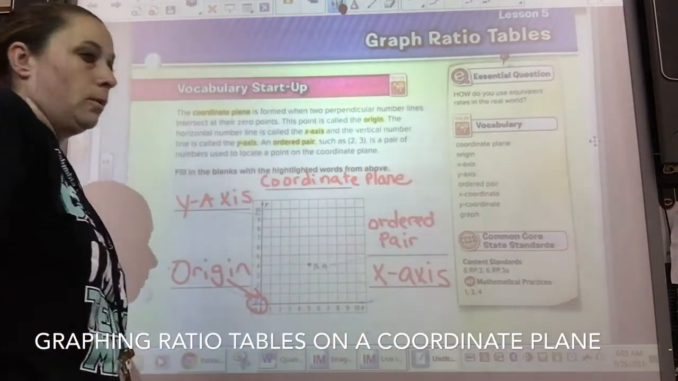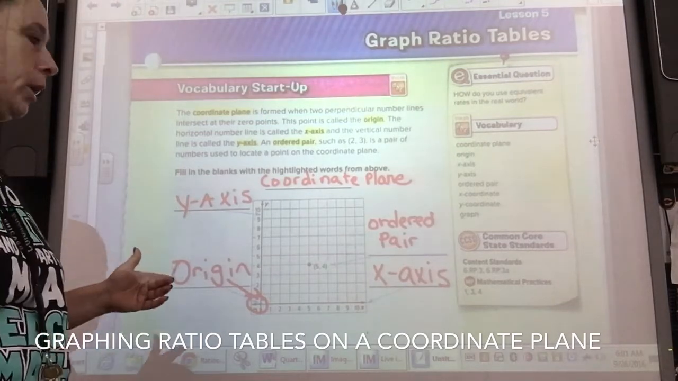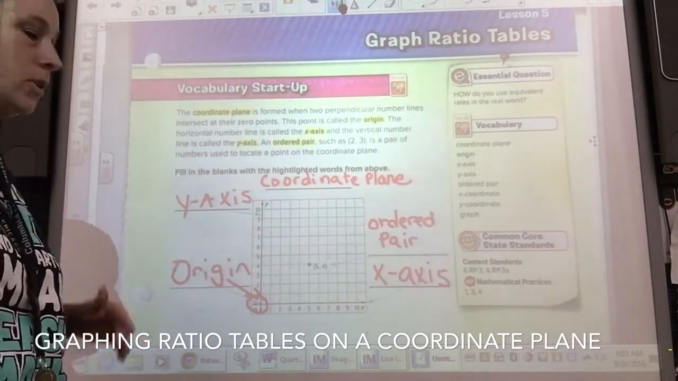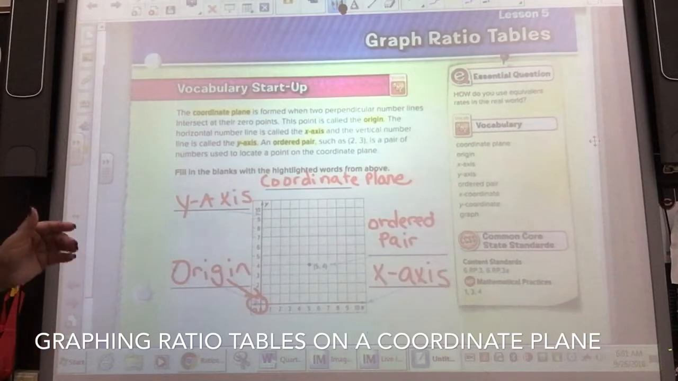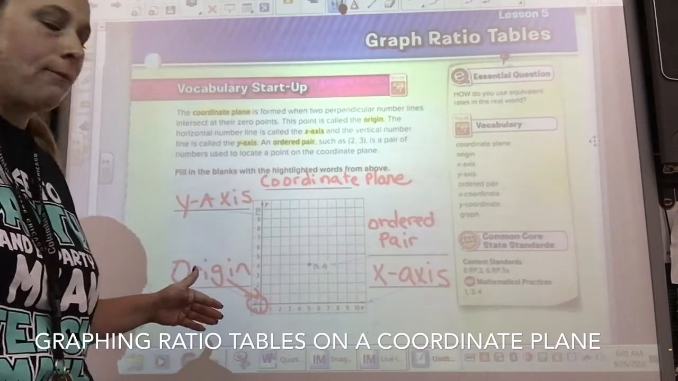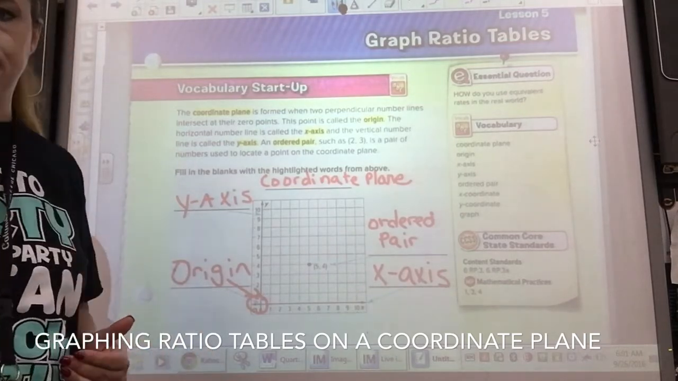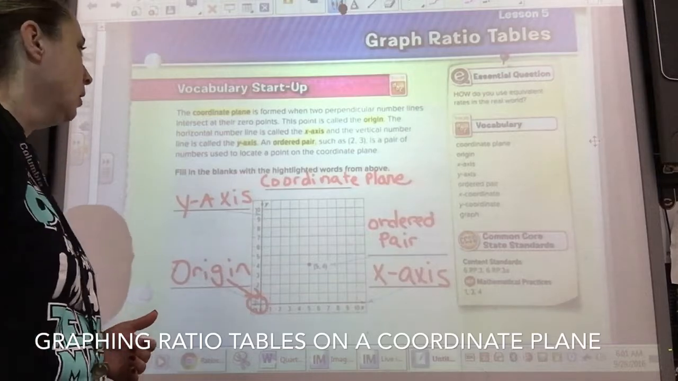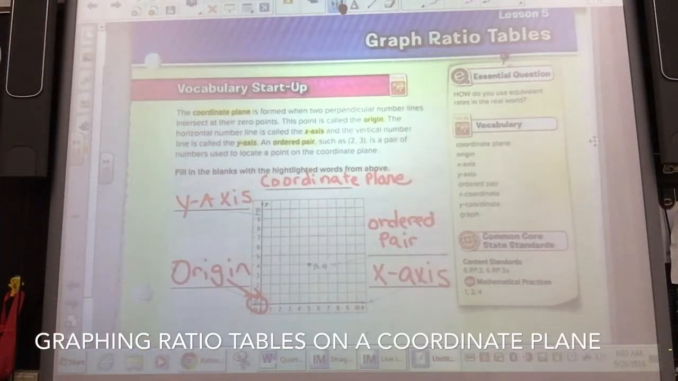So our objectives today, we are going to be, first of all, dissecting this coordinate plane, figuring out what it is, and then we are going to be graphing numbers on the coordinate plane. So once again, we have our origin. The 0, 0 is always the origin. X-axis goes in the horizontal, meaning flat across. Y-axis goes up and down. Coordinate plane is your whole piece that you're looking at.